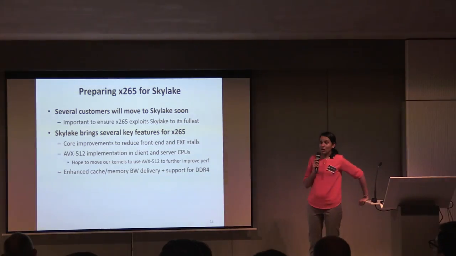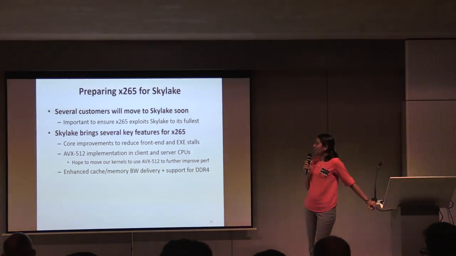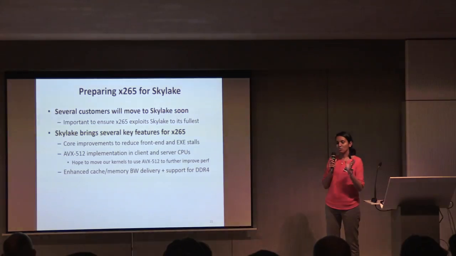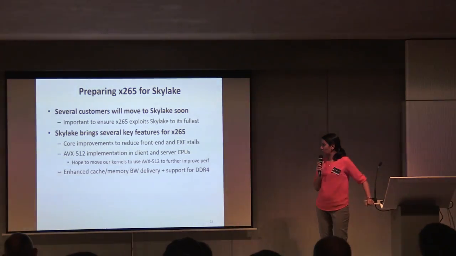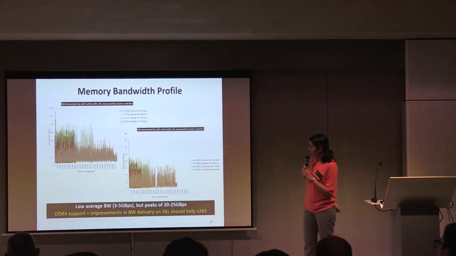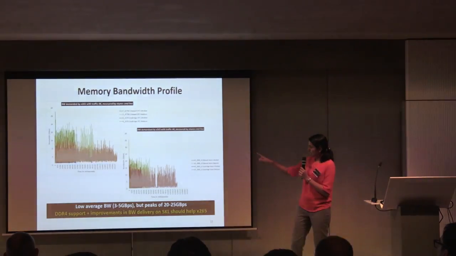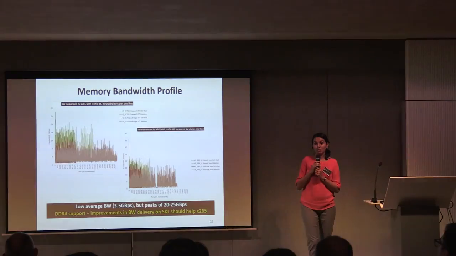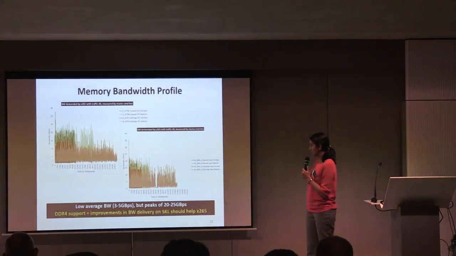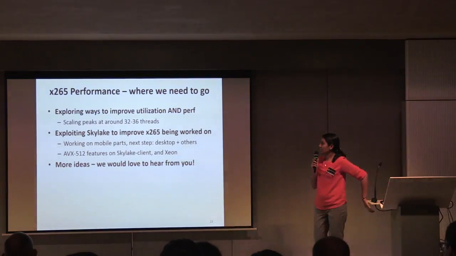Preparing X265 for Skylake. We recently got a Skylake architect into our team, and of course he's very interested to see how X265 fares on Skylake. It brings several key features for X265. Just the core and cache improvements moving from one generation to the next should hopefully fetch us a good performance increase, but the memory bandwidth also looks very favorable. This is the memory bandwidth profile of X265. On average, we use about 3 to 5 gigabytes per second, which is really not maxing it out, but there are a fair amount of peaks. So we do expect the improved memory bandwidth to help us significantly in reducing contention at those points. Those are the memory bandwidth improvements we are looking for at Skylake.